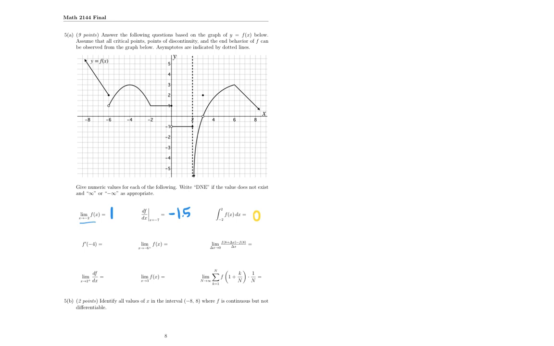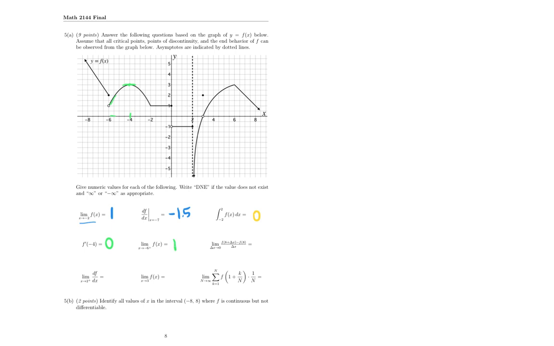All right, the next one, f prime of -4. So I go here to -4, and I can see that the function has slope 0 there, so the derivative of that is 0. The limit as x approaches -6 from the right. So as x approaches -6 from the right, my y value is coming down to 1.